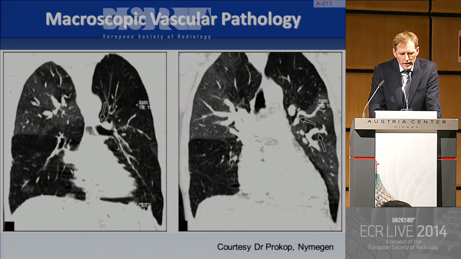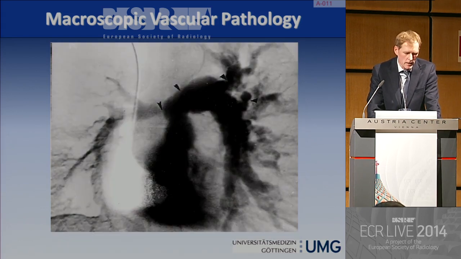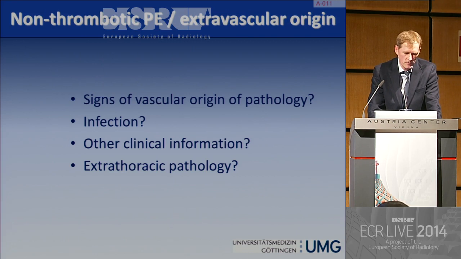Is there evidence of pulmonary arterial stenosis? So stenosis may actually enter into a perfusion pattern of the lung that we call mosaic perfusion or mosaicism, and we can see in Takayasu arteritis here a gross and high-grade stenosis of the right pulmonary artery in a patient with giant cell arteritis. Certainly, we have to take care of differential diagnoses such as rubella, Williams-Beuren, or other congenital diseases that we will probably know by the time of presentation.